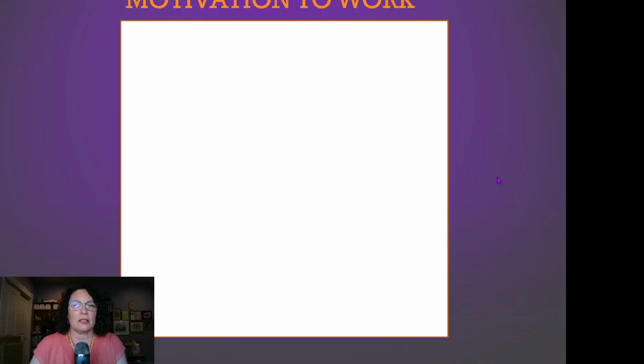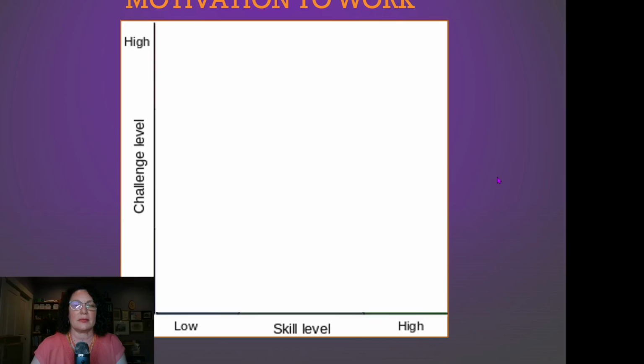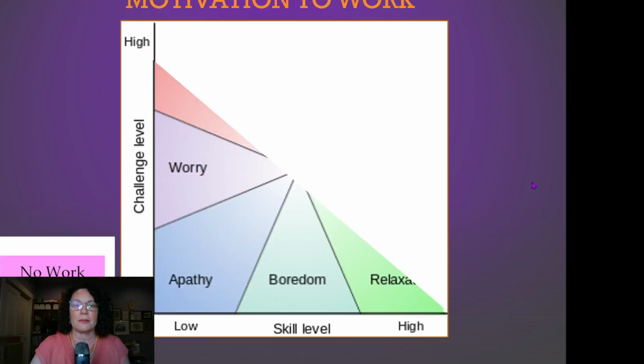All right, let's talk a little bit about the specific motivation to work. So here's my little mathy looking thing for you. We've got skill level on the x-axis, and it ranges from low skill to high. And then we have challenge level ranging from low to high. Okay. So here we have on the end where it would be low skill level, low challenge level. You'll notice that in that very corner, it says apathy.